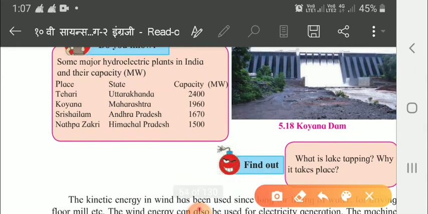This is the Koyna dam, you can see here. Now children, I will show you how this hydroelectric power plant works.